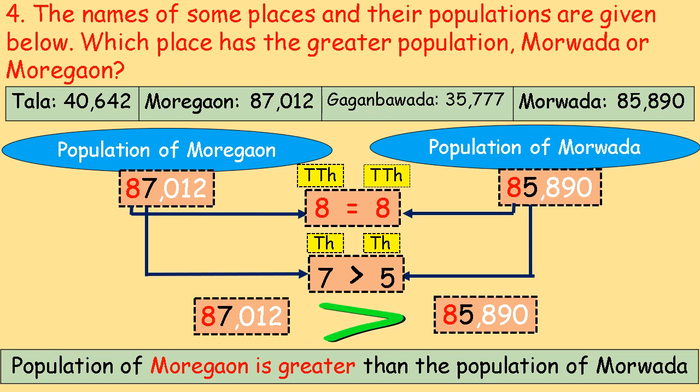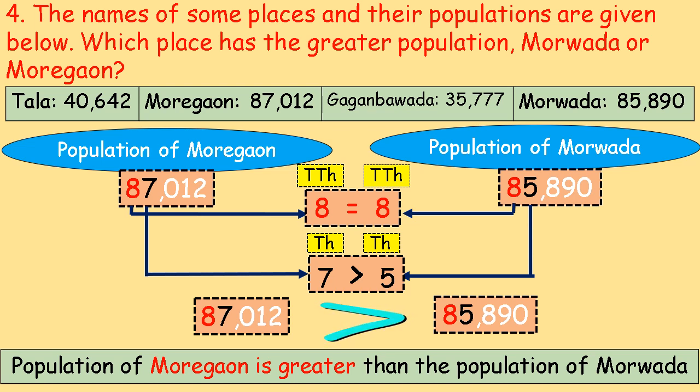Population of Morgaon is 87,012. Population of Morwada is 85,890. And here both are 5-digit numbers. Therefore, the number with the bigger 10,000s digit is the bigger number. But here in these numbers, there are same digits in 10,000s place, and that digit is 8.